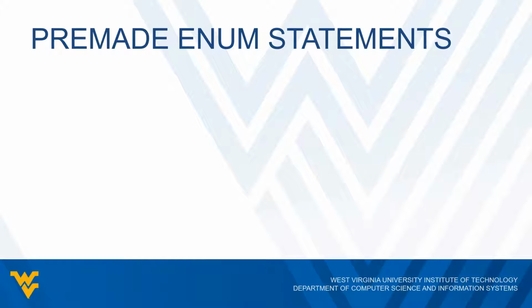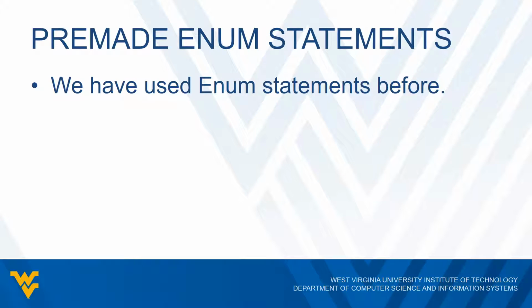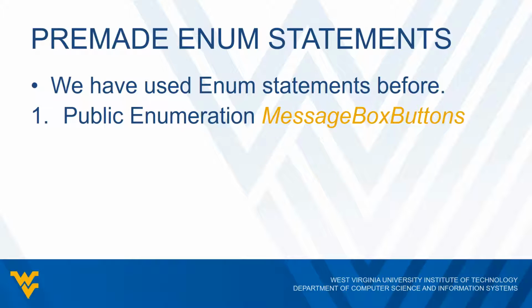Now, believe it or not, we have used enum statements before. There have been a couple of types where there were very specific values that could be part of it. So let me show you which ones those are. The first one was MessageBoxButtons. That was public enumeration MessageBoxButtons.